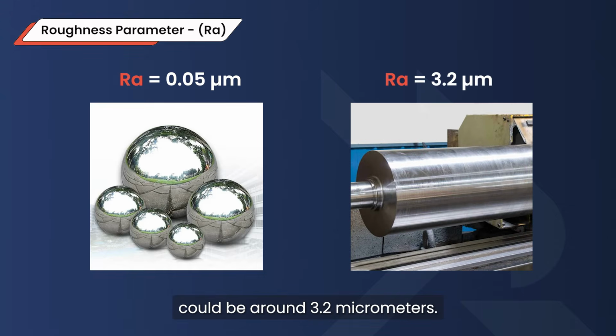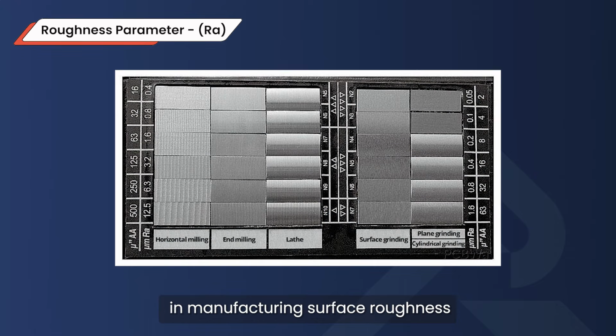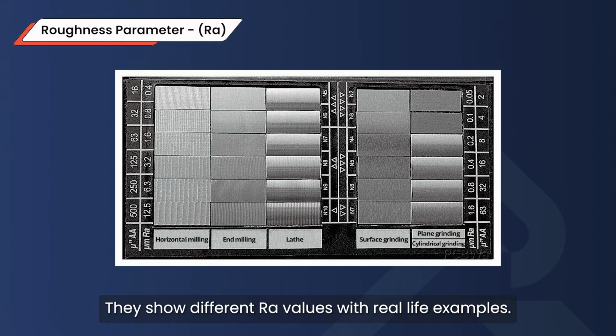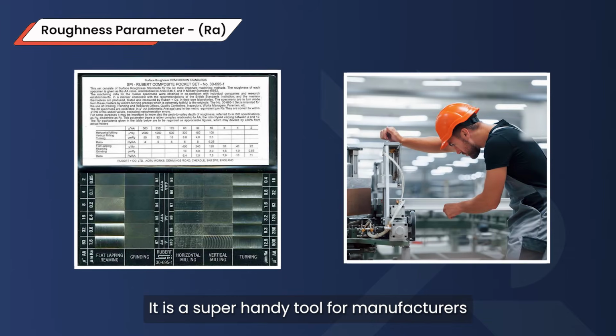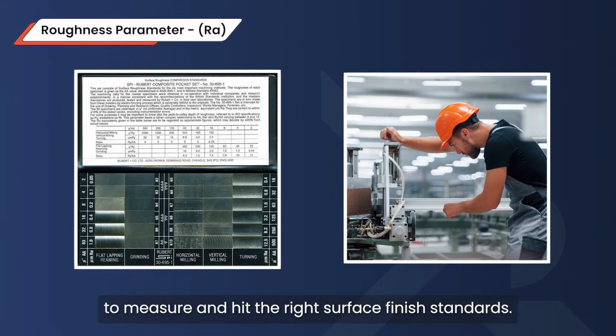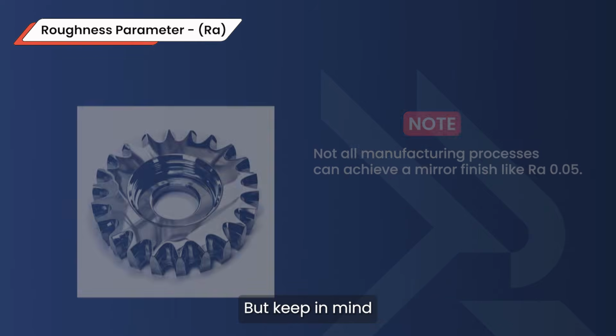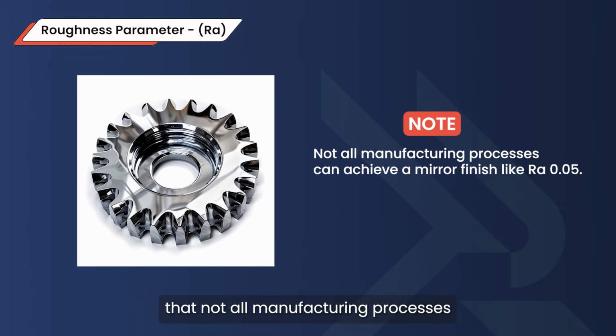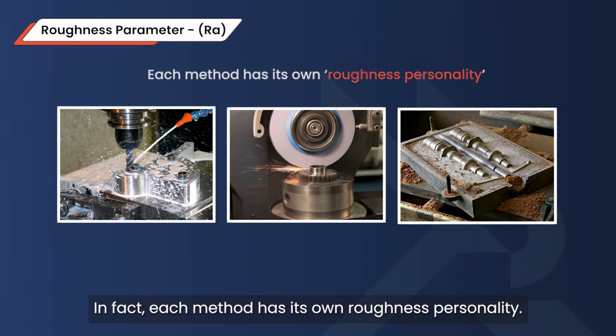around 3.2 micrometers. In manufacturing, surface roughness charts are super important. They show different RA values with real-life examples. It is a super handy tool for manufacturers to measure and hit the right surface finish standards. But keep in mind that not all manufacturing processes can achieve a mirror finish like RA 0.05. In fact, each method has its own roughness personality.